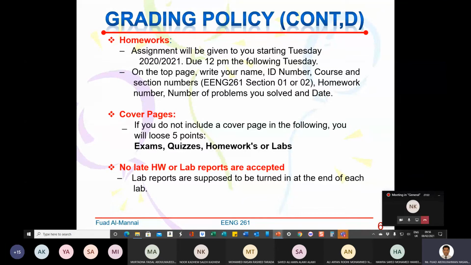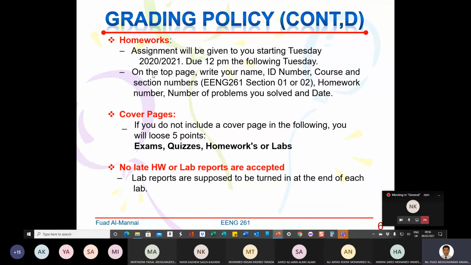Also, when you write your homework, your quizzes, your exams, I want you to use a blue pen. I don't want you to use black pens. If you use black, I will deduct at least 3 or 4 points. Use blue pen. Everybody get that? Very good.